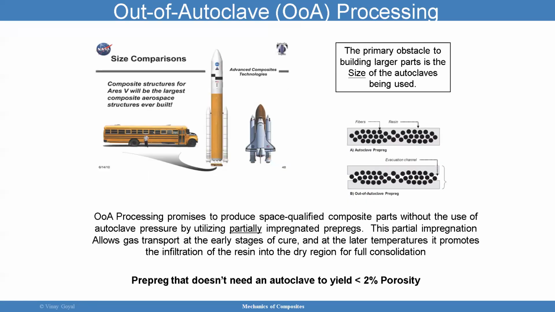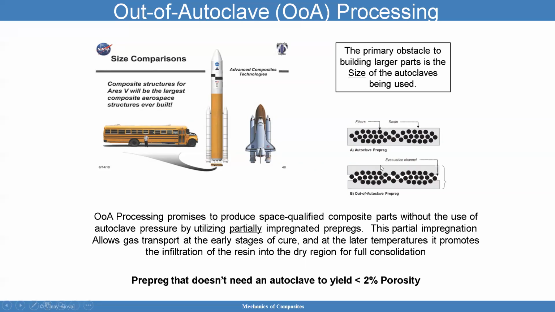Now, if we talk about out-of-autoclave processing, and here I have a PowerPoint on the left showing a system, Ares 5, that will be one of the largest composite aerospace structures ever built. And one of the primary obstacles to building large parts is the size of the autoclaves being used. Like I said, it can be limited to what you can do. And so here you can see the autoclave prepreg scenario. You have the fibers impregnated in the resin very seamlessly. And then with out-of-autoclave prepreg, you can see an evacuation channel in between. So it's a little bit different.